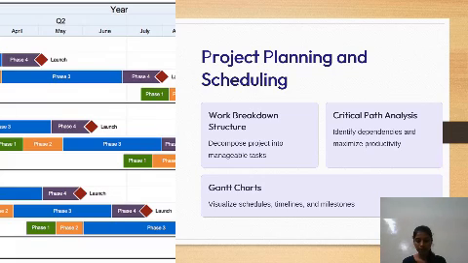Here are some steps for project planning. Define goals and objectives, set success metrics, clarify stakeholders and roles, set a budget, align on milestones, deliverables, and dependencies, outline a timeline and schedule, and share a communication plan.